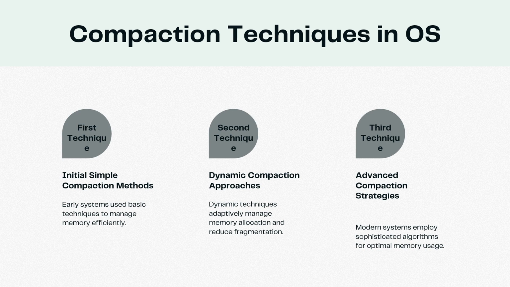Technique 3 is dynamic relocation. The third method is dynamic relocation using hardware support like base and limit registers. Instead of changing the actual physical memory location, the OS changes the value in the base register, so the program's logical address still works. This is efficient and avoids having to update every pointer or variable in the system. However, it requires hardware support and is not always available in simpler or older systems.